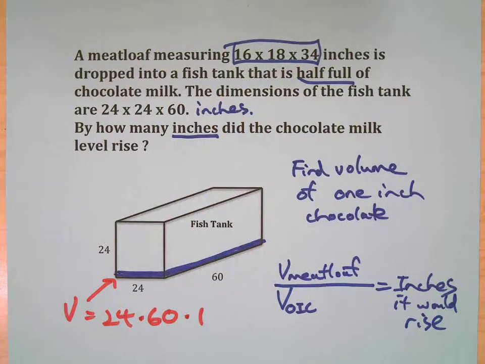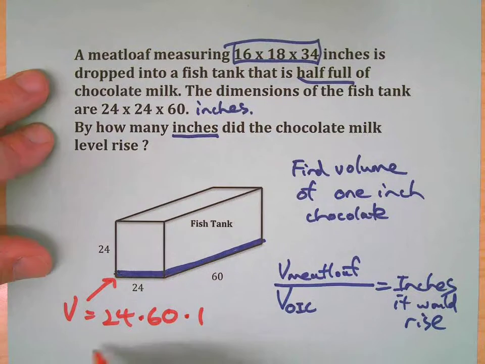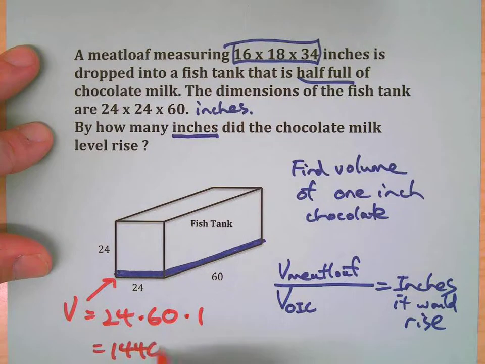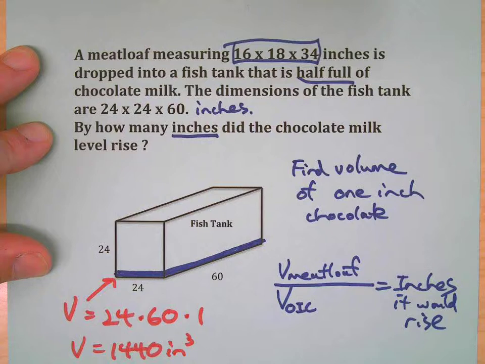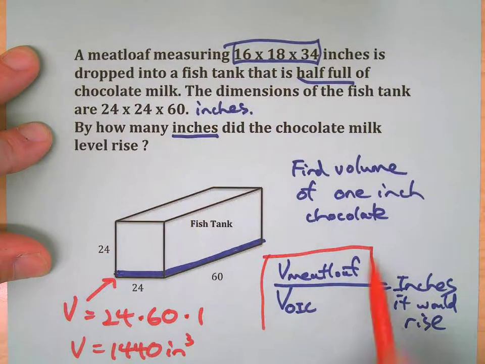24 times 60 is 1440 cubic inches. Okay, then I need the volume of the meatloaf, which is 16 times 18 times 34, which is 9,792 cubic inches.